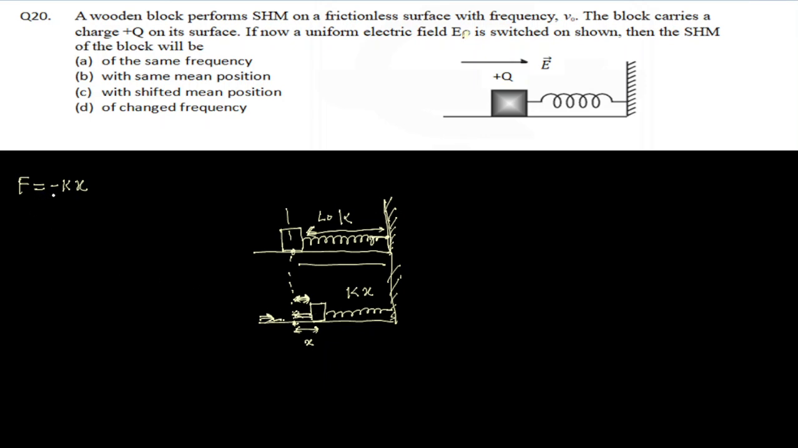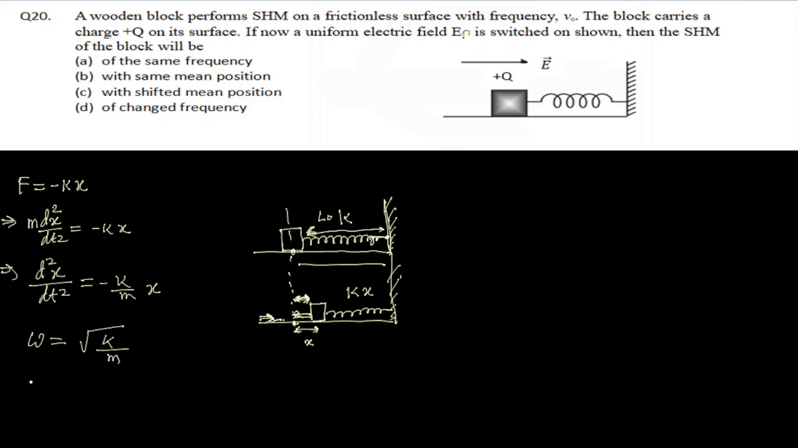So we can write F is equal to minus kx. Then if we replace this force with F equals mass into acceleration, we can write m d square x by dt square is equal to minus k into x. Now if we divide by m on both sides, we get d square x by dt square is equal to minus k divided by m into x. So it's the standard differential equation of SHM. So we can write that the angular frequency omega is equal to the square root of k divided by m.